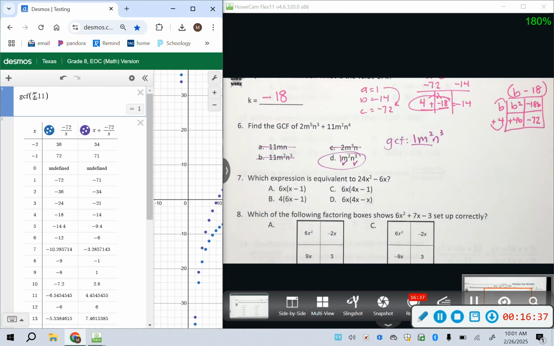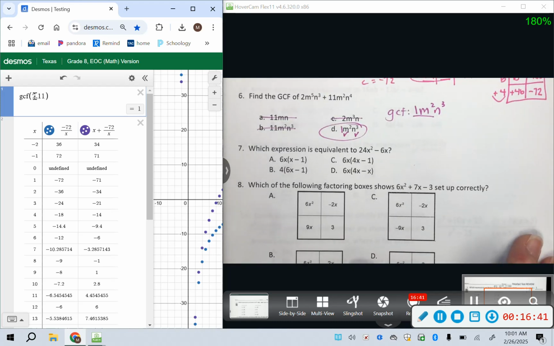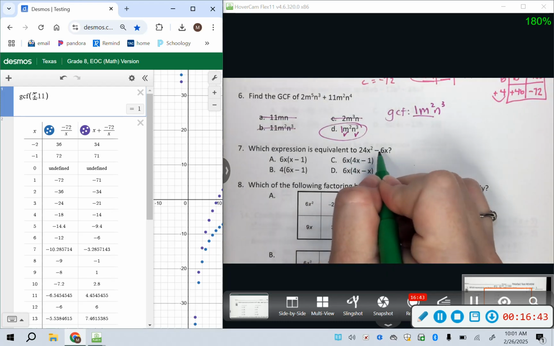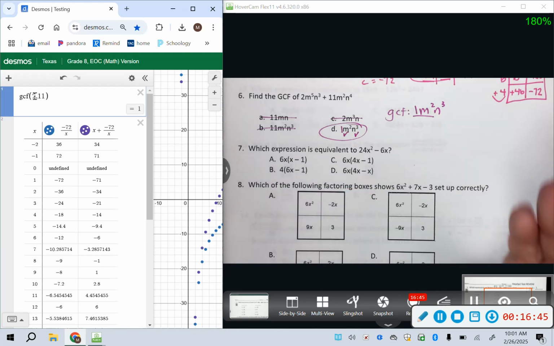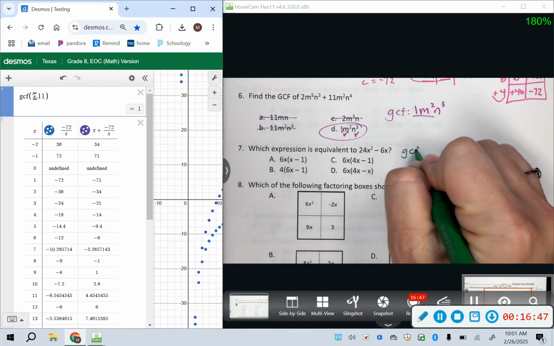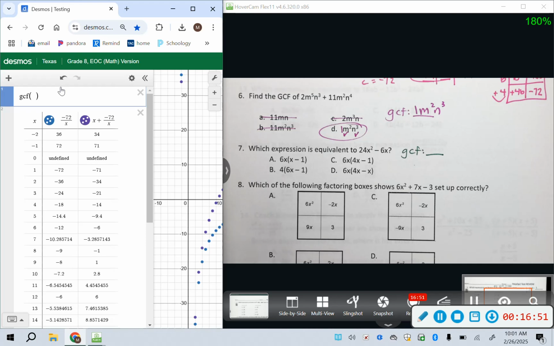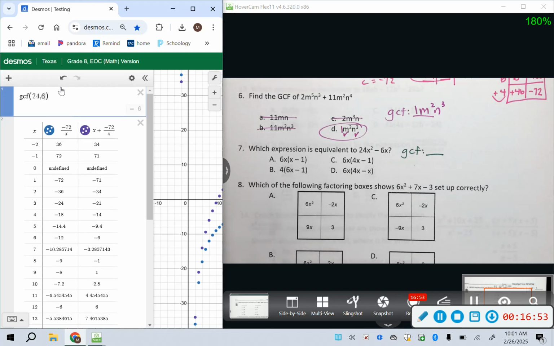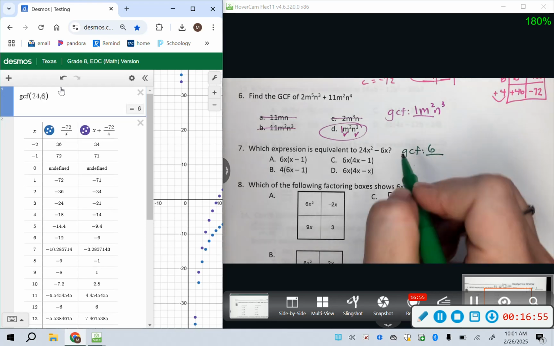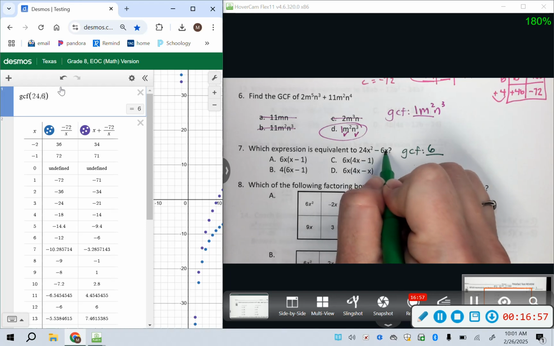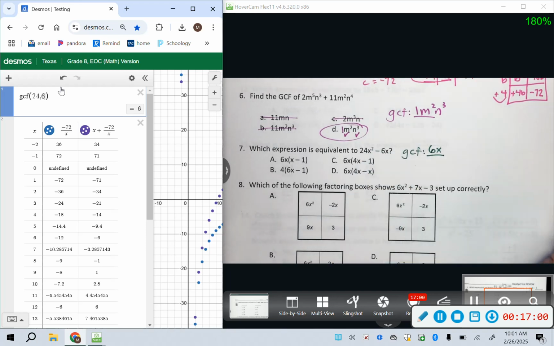Okay, let's look at number 7. 7 says which expression is equivalent to 24x squared minus 6x? Well, always start with a GCF. Okay, so again, I have 24 comma 6, which is 6, and then we have to check letters. So this has an x, this has an x, this has 2, this has 1, so I can take 1x out. So I know that's not my answer.